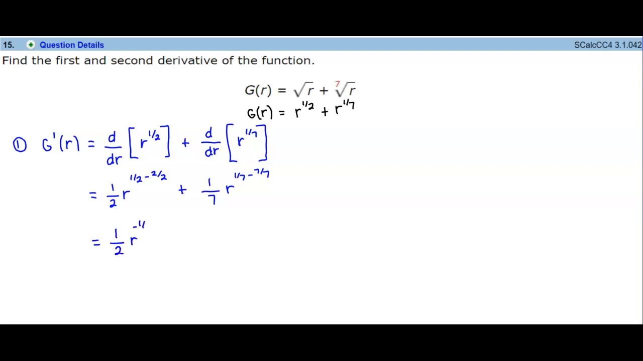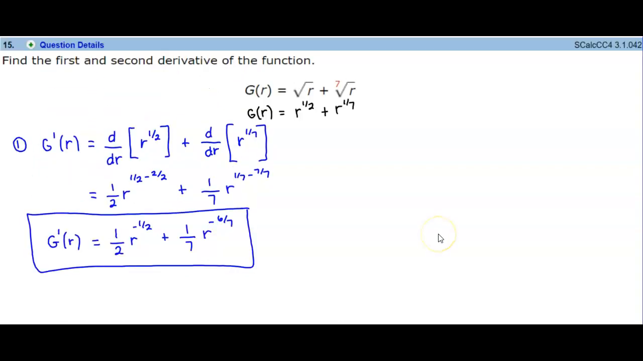So therefore, we end up with 1/2 r to the negative 1/2 plus 1/7 r to the negative 6/7. And so for this example, we can leave this as it is. So we can say that g prime, or the first derivative of this function, is the following.